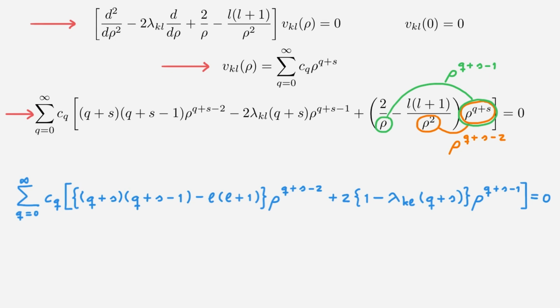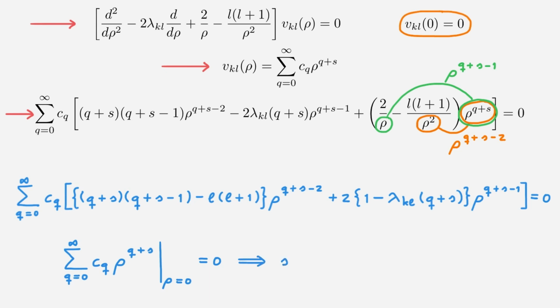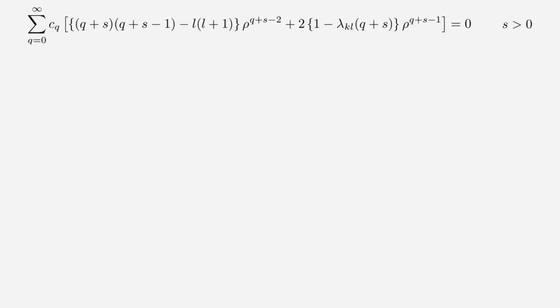Next, we consider the boundary condition at the top here. Writing v as a power series, we can impose the boundary condition by evaluating it at the origin, and then setting it to 0. So how can we ensure that this equation holds? We must have that s is strictly larger than 0, otherwise we would get a constant non-zero term in the sum that wouldn't vanish at the origin. So, putting everything together, the power series expansion coefficients must obey this equation at the top, and the boundary condition implies that s is positive.